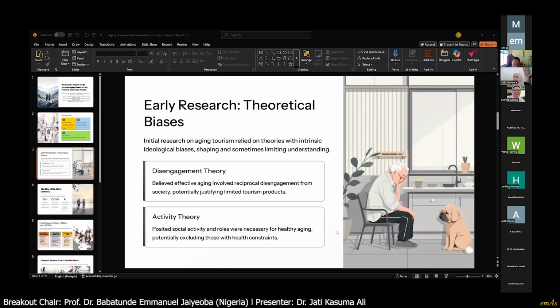All right. If you look back 30 years ago, early research was often limited by ideological biases. For instance, disengagement theory suggested that aging naturally involved withdrawing from society, which led to very limited tourism offerings for seniors. Conversely, activity theory insisted that social activity was mandatory for successful aging, which unintentionally excluded those with health or mobility constraints. This early theory shaped, and sometimes restricted, how we understood aging travelers.